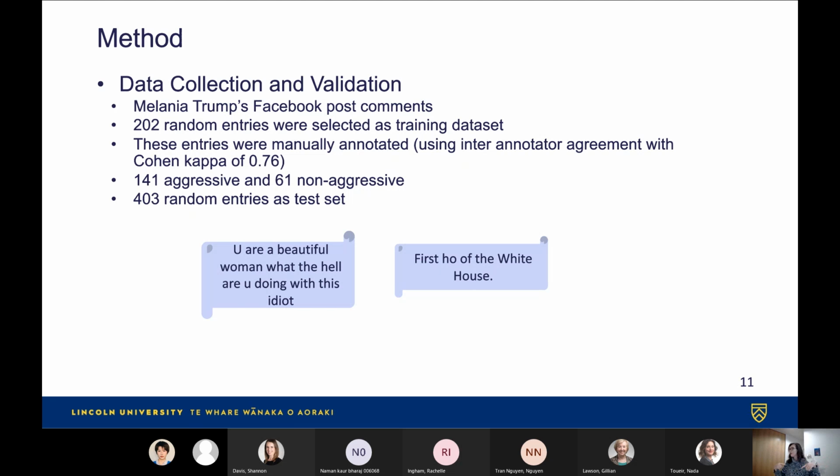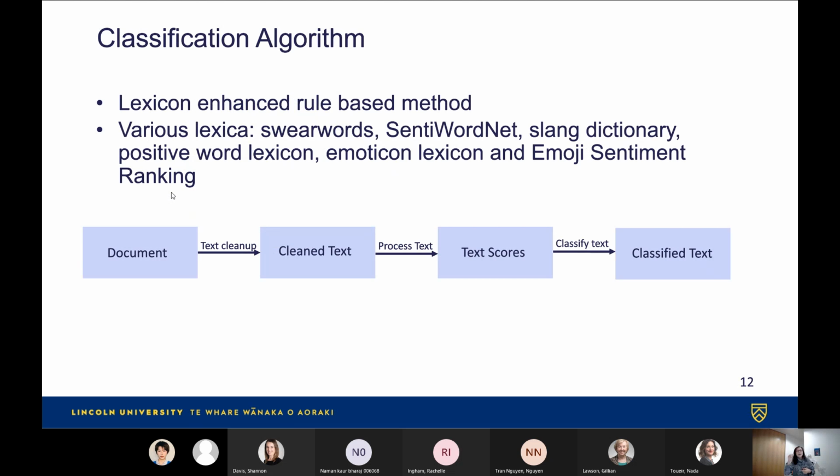Okay, are you still following me? Yes, okay. So how do we do this? Again, we're not going to bore you with the detail, but really we use what we call the lexicon-enhanced rule-based method. It's a rule-based method, but we refer to an existing dictionary for the bad words.